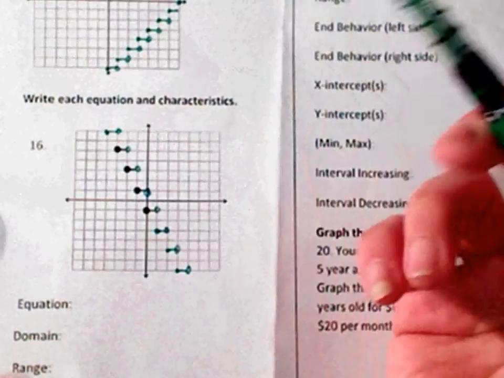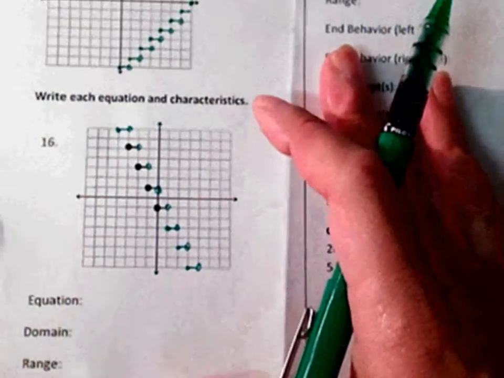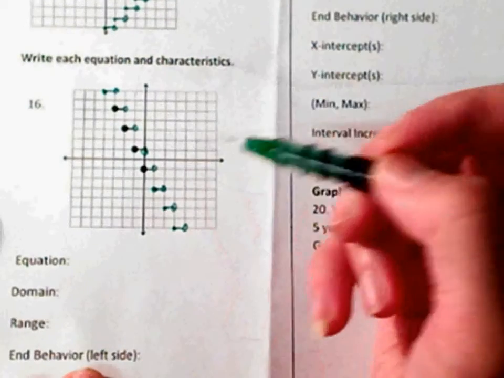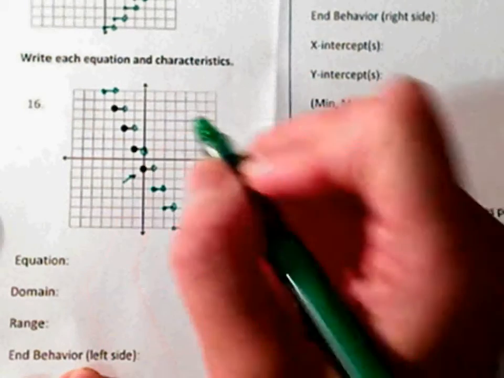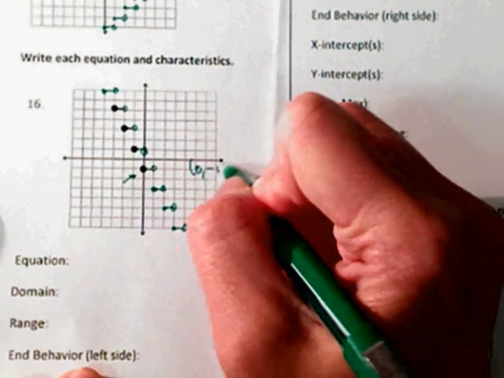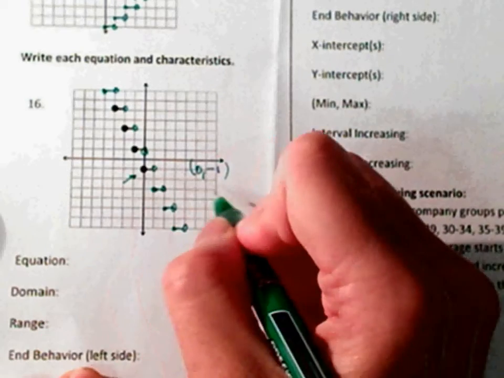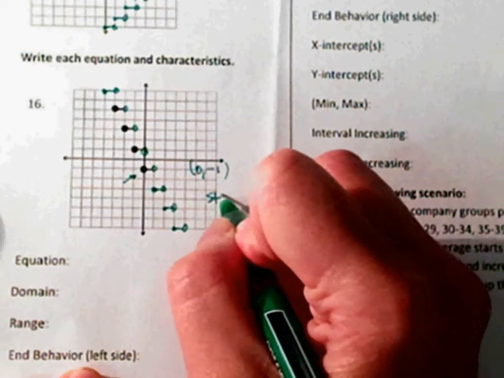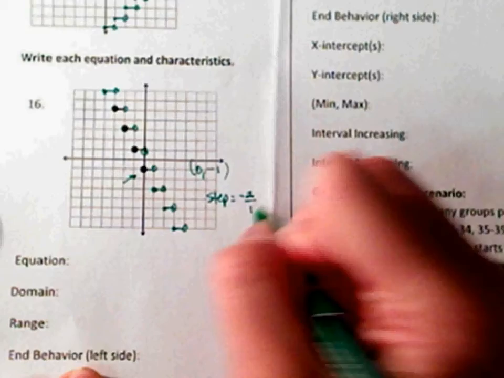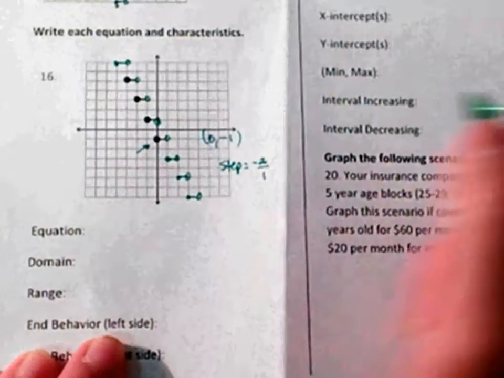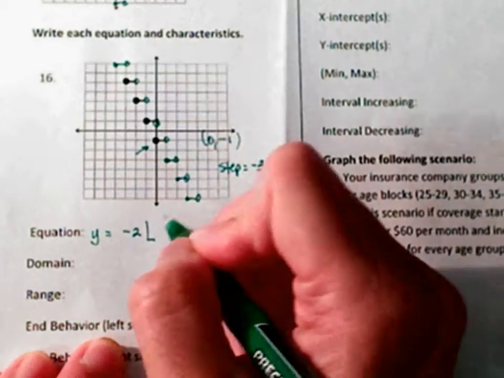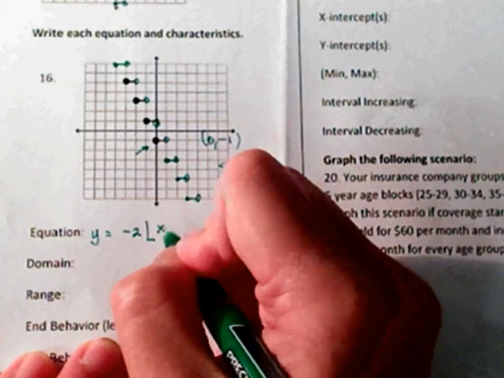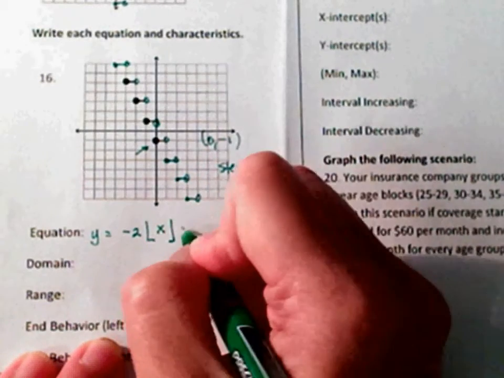Your equation is based off of the form I gave you earlier. Pick any starting point you want. I'm going to pick this point right here, and that is 0, -1. And my slope is, I went down 2, your step, down 2 to the right 1. So here's my equation. Y equals -2, floor of x plus 0, I don't have to write 0, minus 1.